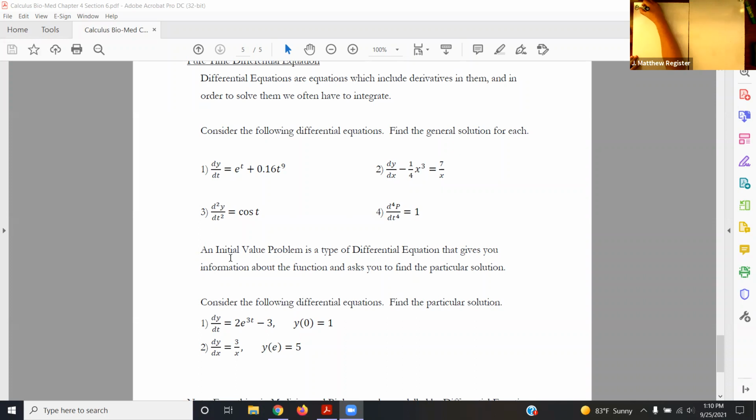And so for 1, it's dy/dt is equal to 2e to the 3t minus 3. And the initial condition that we're given is we're told that y of 0 is equal to 1.